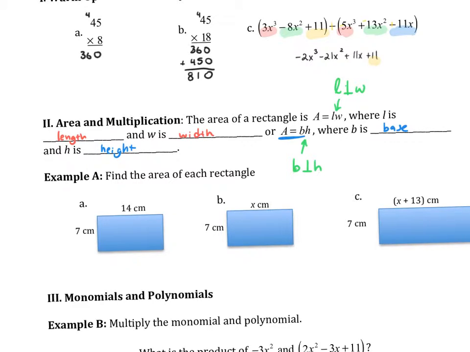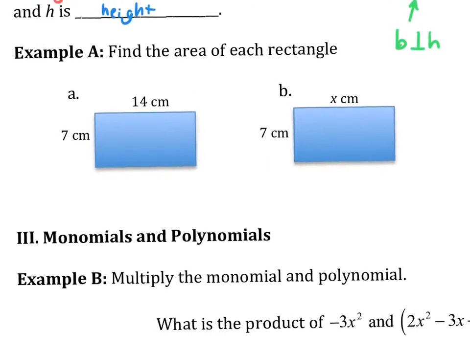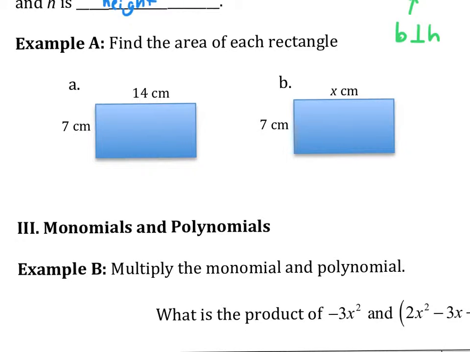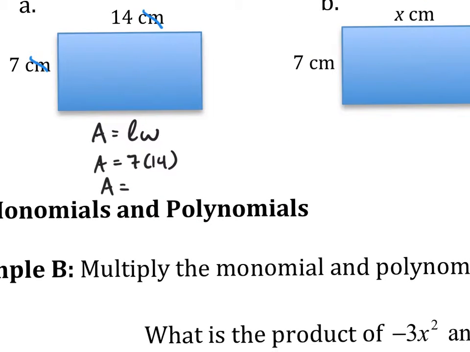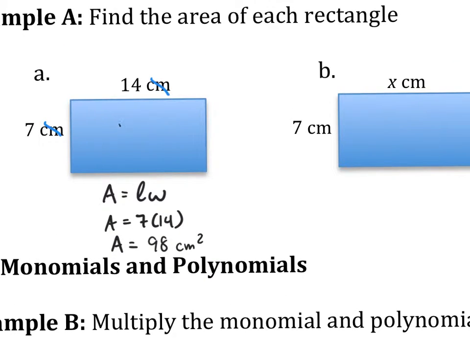So we're going to find the area of each rectangle. Well, remember that area is length times width. I'm going to temporarily ignore my centimeters and bring it back in at the end. So area here is going to be 7 times 14. And so in the end, my answer is 98 centimeters squared.